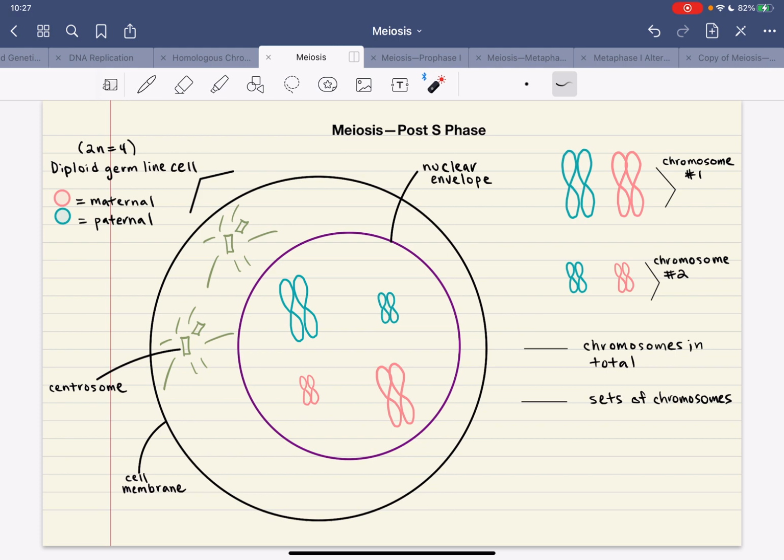The cells in the ovaries and testes that are eventually going to give rise to gametes, the original parent cells, are called germline cells. And germline cells are really no different than any other somatic cell. They're diploid, they have 46 chromosomes, 2 sets.